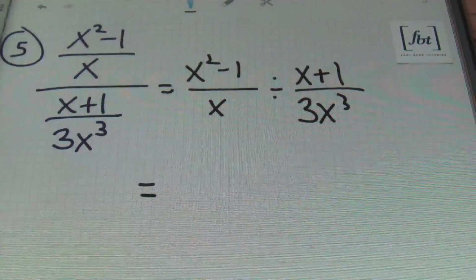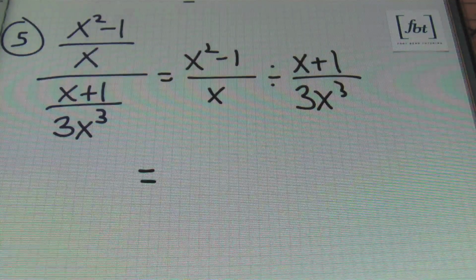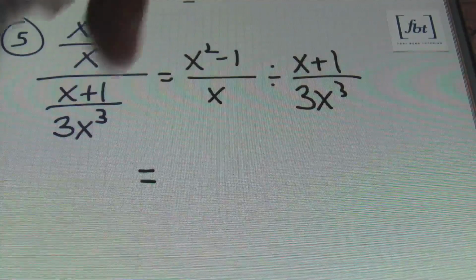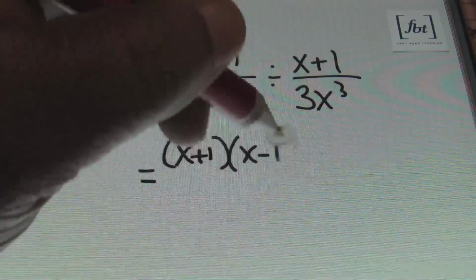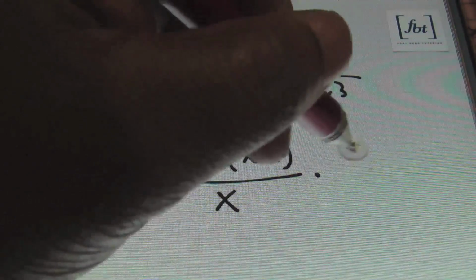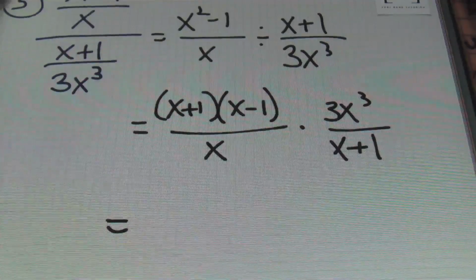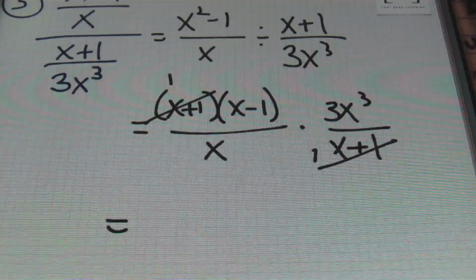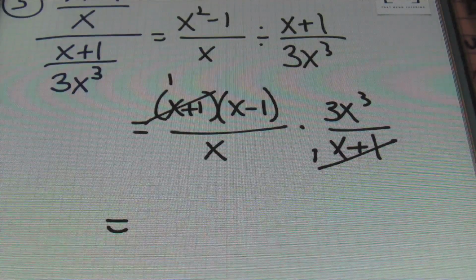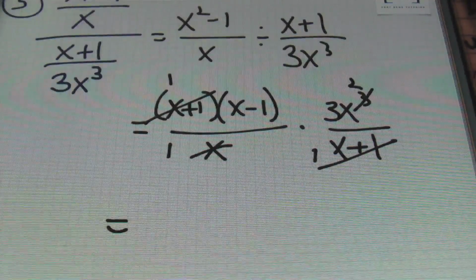The next thing I'll do is I'm going to factor my numerator as well as rewrite this problem as a multiplication problem by multiplying by the reciprocal, the flip of the second fraction. So factoring out this difference of 2 squares in the numerator, I'll have x plus 1 times x minus 1 all over x times 3x cubed all over x plus 1. From here, I'll look to simplify before I multiply. I know that this x plus 1 here will go into itself once, and it'll also go into itself once here in the denominator. In other words, I can cancel those like factors away. Now, this x will go into itself once, and that means that this will become x squared in the numerator there.